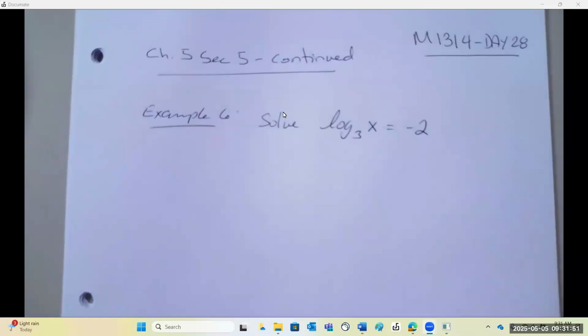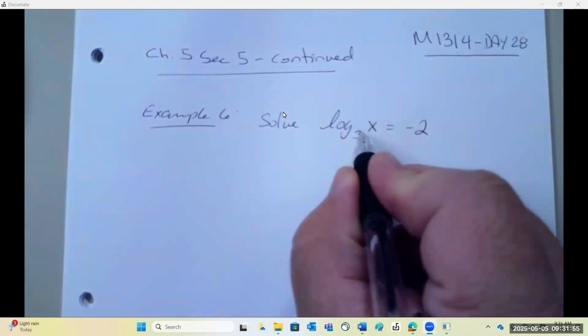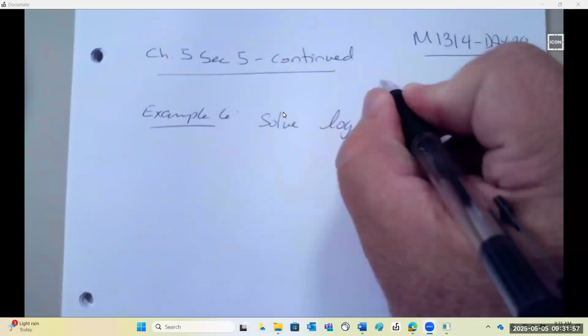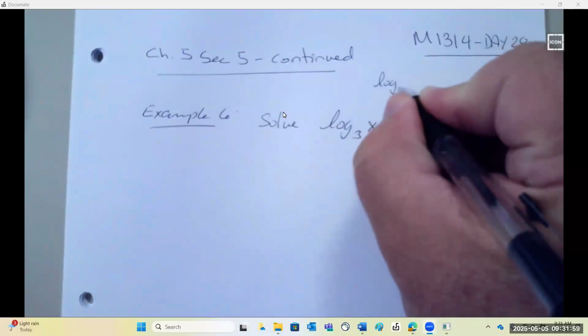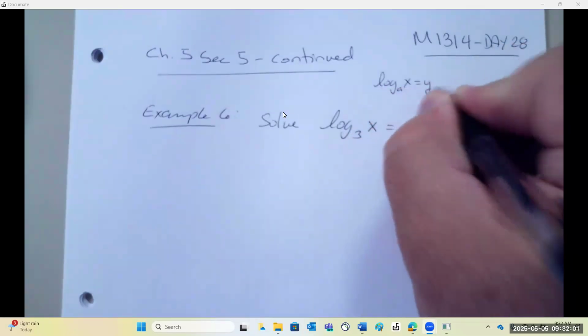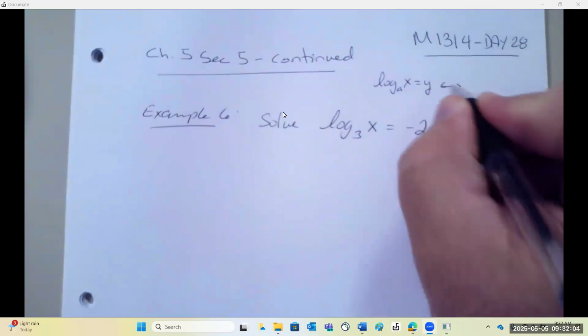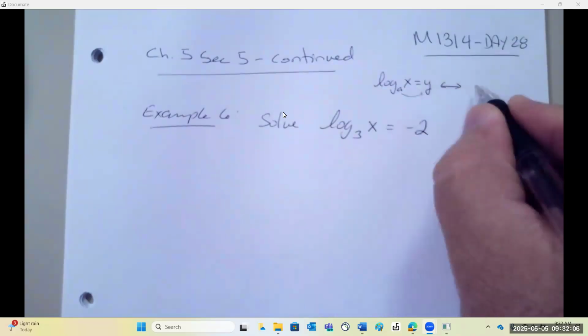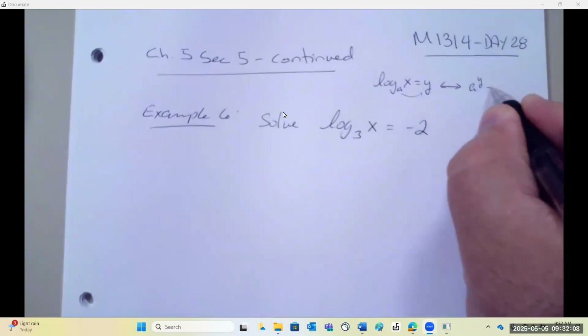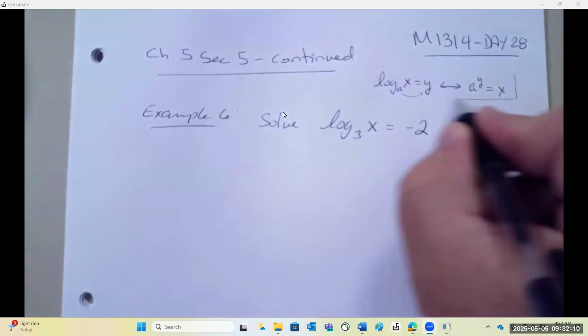The way we solve this one is simply by converting it to exponentials. Remember, the formula for that is log base a of x equals y. The base comes over and hits the y, so it's a to the power y equals x. That's the conversion.